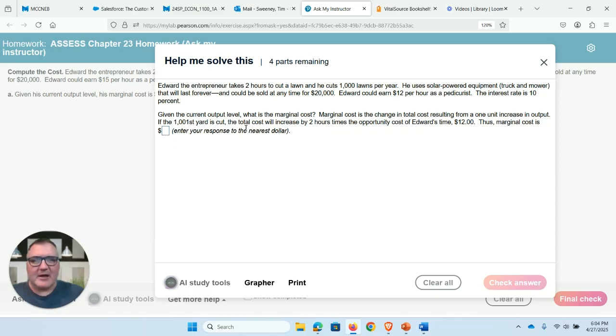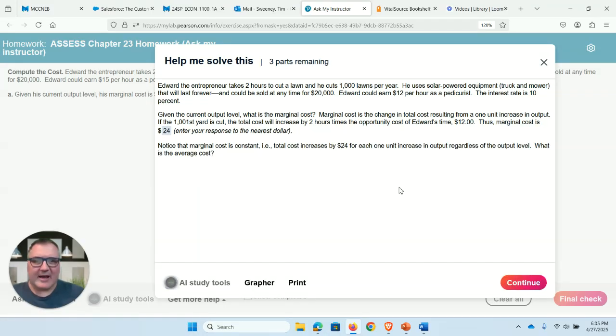yards cut, the total cost will increase by 2 hours times the opportunity cost of his time. He's giving up 2 more hours. Again, his opportunity cost is that he could be working as a podiatrist for $12 an hour, so his opportunity cost is $24. So the marginal cost of that next lawn that takes him 2 hours to do is $24, because he could be making $12 an hour as a podiatrist. Okay, so that's how you get that number.